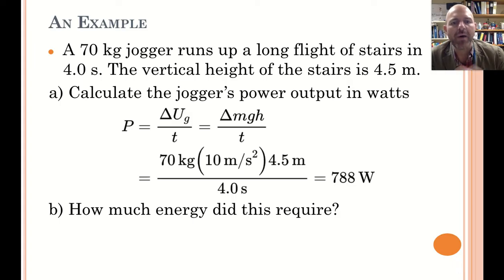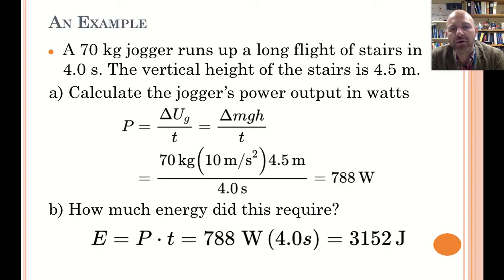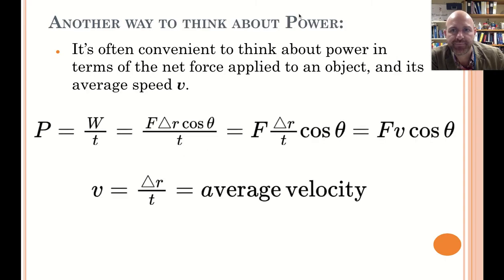And you might ask yourself, well, how much energy did this require? Well, energy is just power multiplied by time, right? The rate at which you were transforming energy multiplied by how long you took gives us about 3,152 joules. Now, we could have calculated this amount of energy first. That's basically the numerator of that fraction, but we can also work backwards to find that.